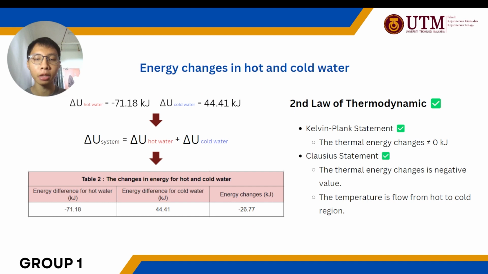By adding both the energy change in the hot and cold water, we will be able to find the thermal energy change of the system. It is obvious that the thermal energy change is not equal to zero, which obeys the Kelvin-Planck statement. It is impossible to convert heat energy into work completely. Besides, the negative value of thermal energy indicates heat flows from the hot to the cold region, which has obeyed the Clausius statement.